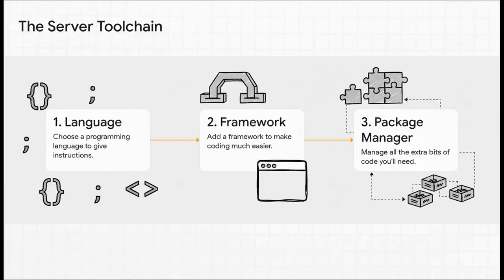It's really just three things. First, you need a programming language. That's how you'll write your instructions. Second, you need a framework, which is basically a bunch of pre-built code that saves you a ton of time. And third, a package manager. Think of this as a little helper that keeps track of all the other bits of code you borrow for your project.